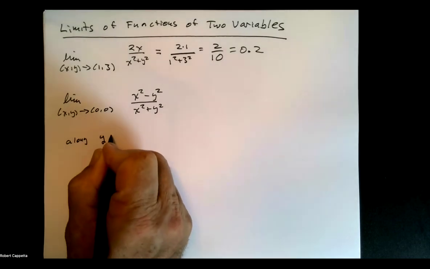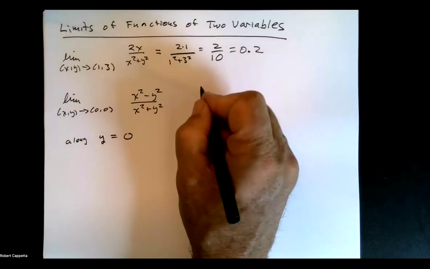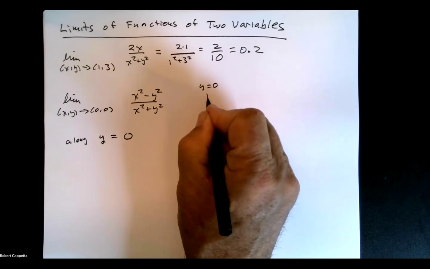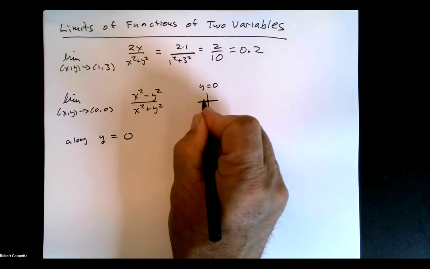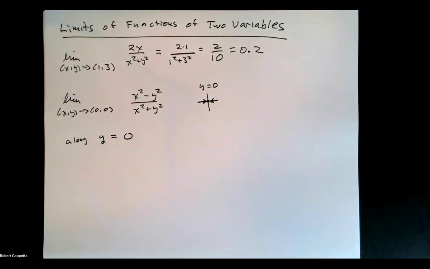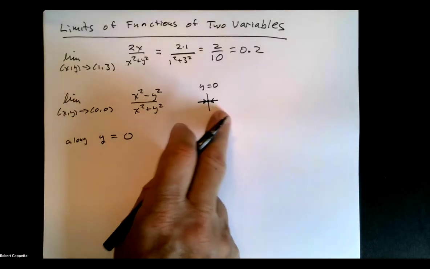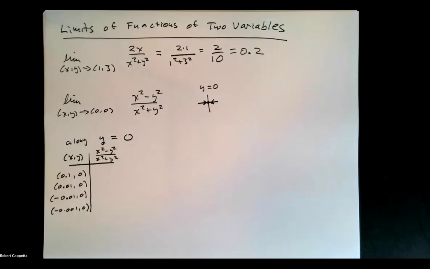So let's approach along the line y equals 0. What does that mean? Where is y equals 0? Well, let's think about it. y equals 0 is along the x-axis. We're trying to get closer and closer to (0, 0). y equals 0 is approaching this way. If we approach that way, what are some of our values going to be? Let's think about points along the x-axis getting closer and closer to (0, 0). Here's a few that I'm choosing. Again, y values are always 0, and the x values are getting pretty close to 0.